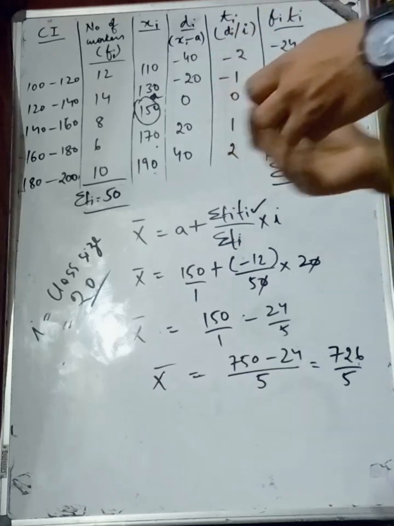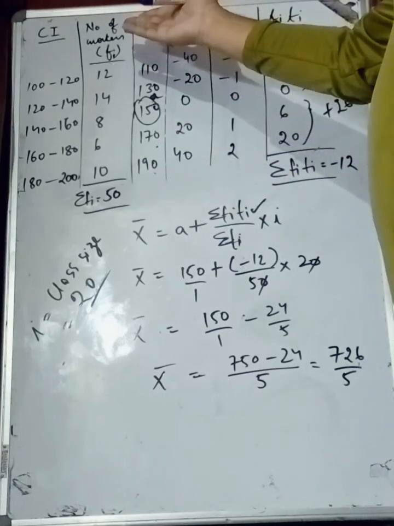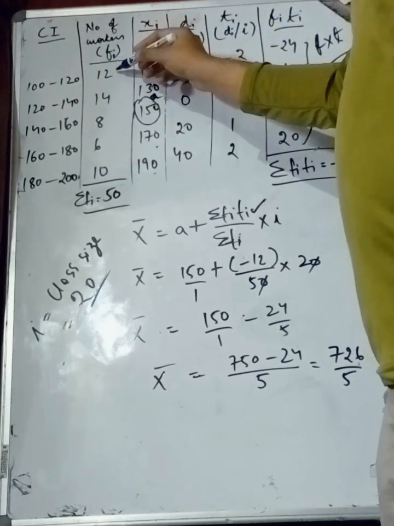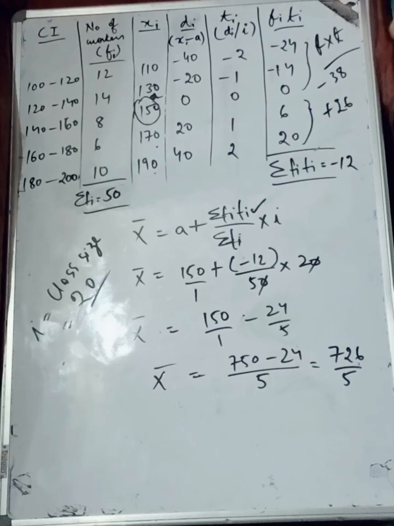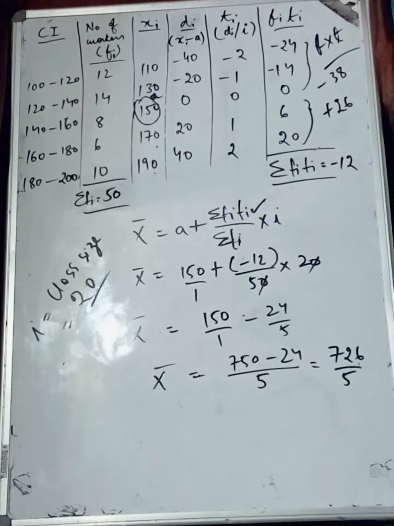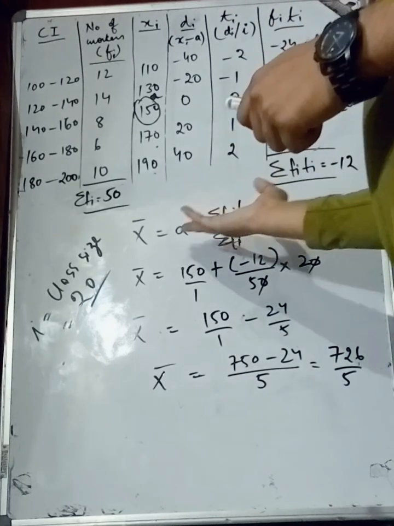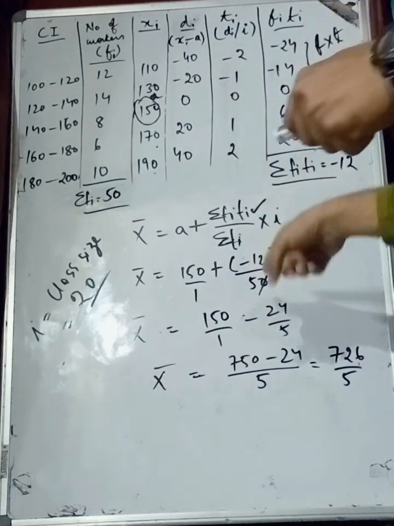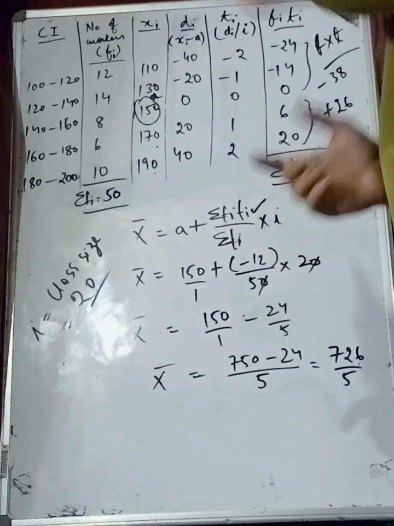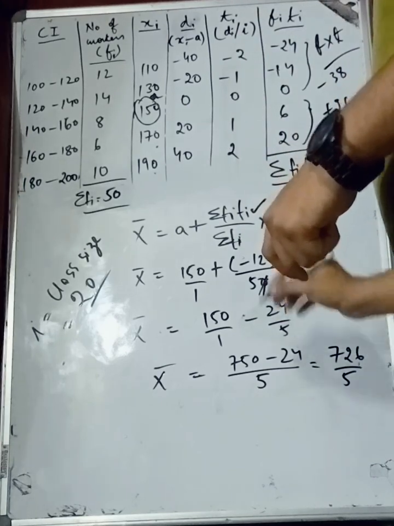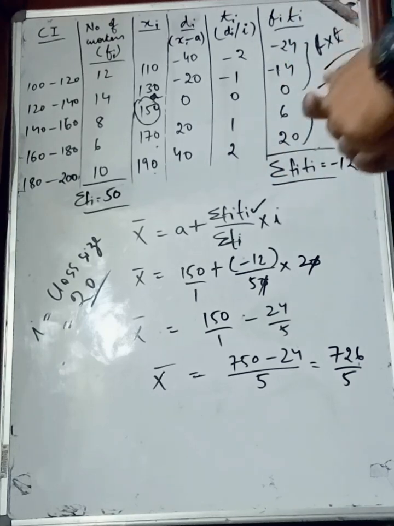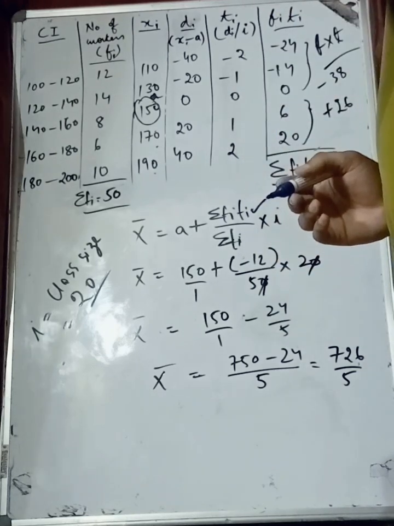We shall add this column also because we need summation fi as well. Adding these values, 12 plus 14 plus 8 plus 6 plus 10, we get 50. Now put the values accordingly. What was the value of a? 150 plus summation fi ti, minus 12, upon 50 multiplied by 20. We are cutting this 0 with 0 because it is in multiplication form, so the numerator and denominator will be divided.